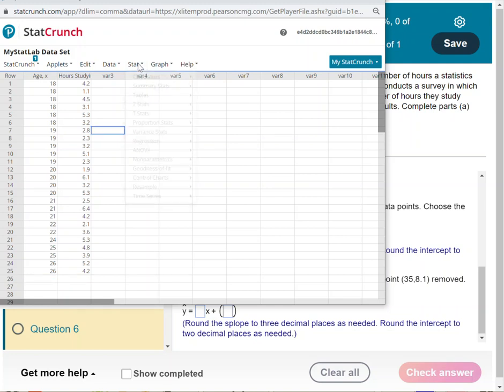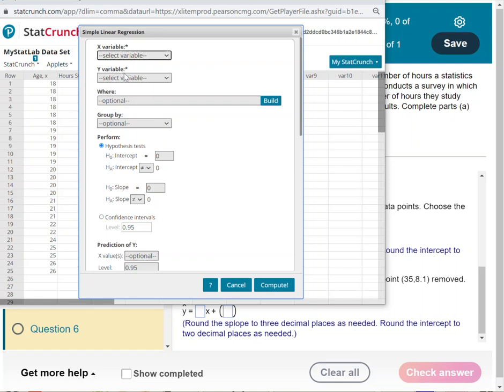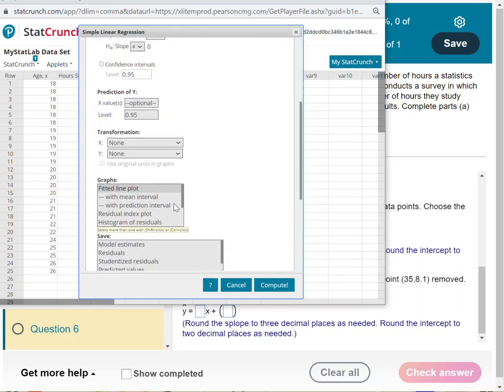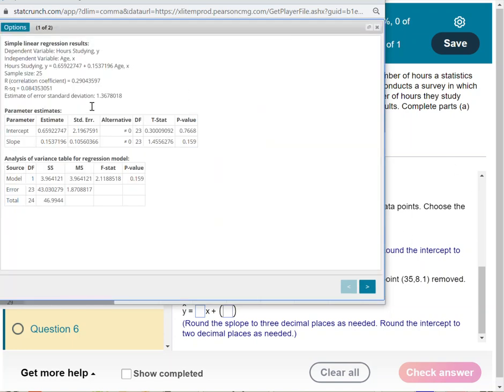And let's go ahead and find our regression line. So pick X and pick Y. And we're finding the fitted line plot. Let's go ahead and do that. So this time we have y equals, let's make it a little bigger, 0.154x plus 0.66 if we round to 2 decimal places.